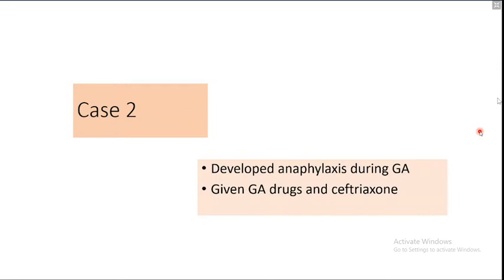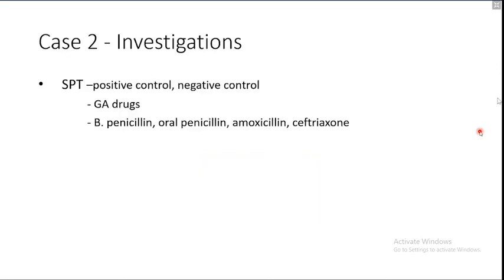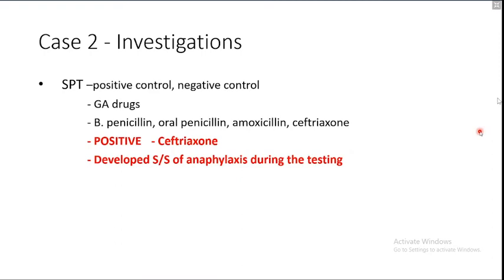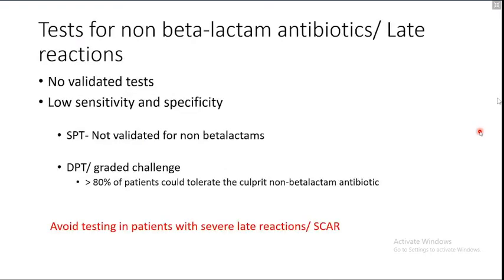Right, so what happened with case 2, who developed anaphylaxis during GA. I did the skin prick test with all the GA drugs, the drugs that were given for GA, and also with benzylpenicillin, oral penicillin, amoxicillin, and ceftriaxone. She developed a positive skin prick result to ceftriaxone within minutes, and she also developed signs and symptoms of anaphylaxis during testing. So that's why it's important that these tests are done in an appropriate setting where resuscitation facilities are available.